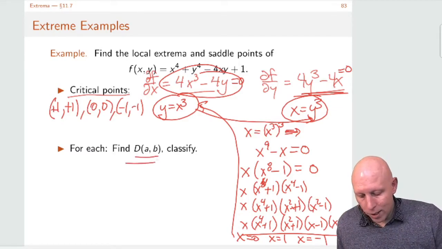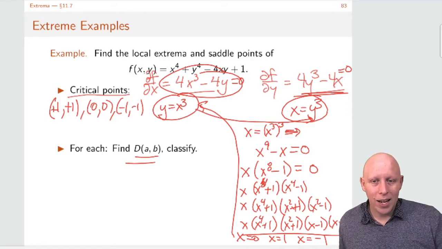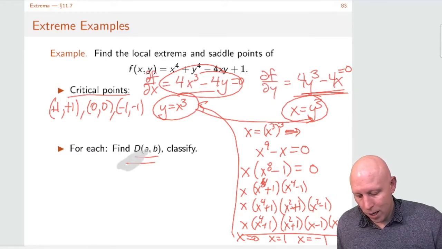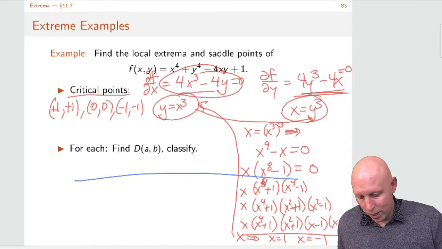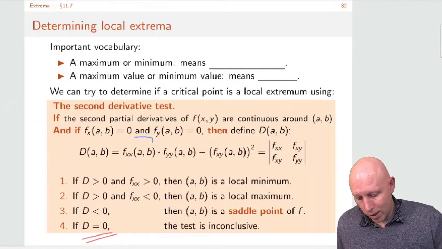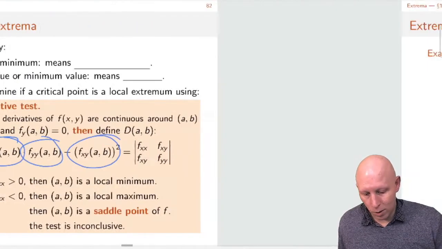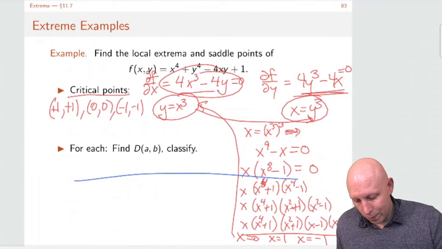Now we have to figure out if the second derivatives exist and use this discriminant to figure it out. All right, let's quickly go back to our other page and get this information. Oh, here we go, good. So the discriminant, we have to calculate f sub xx times f sub yy minus f sub xy squared. So let's do that.